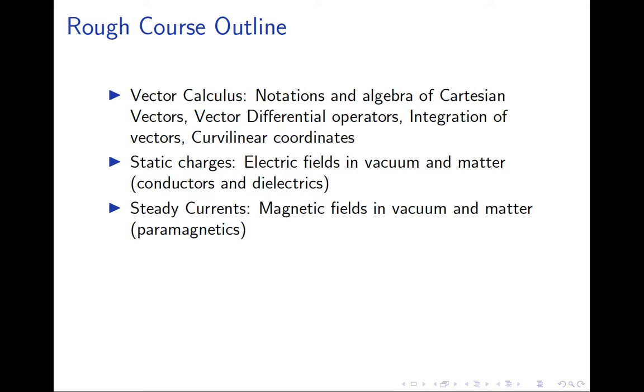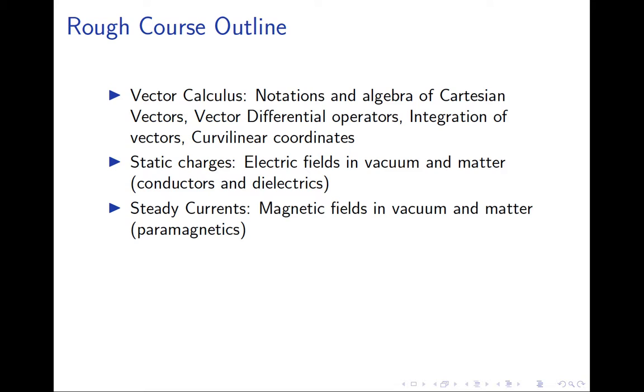Then we will talk about static charges and static currents and the electric and magnetic fields they will produce. As you can imagine, the word static means there's no time dependence. So static charges will lead to the creation of electrostatic fields, both in vacuum and in matter. And when I say matter, in electrostatics, we classify matter into two large categories. First is conductors, and the second is dielectrics. Anything which is not a conductor is a dielectric.